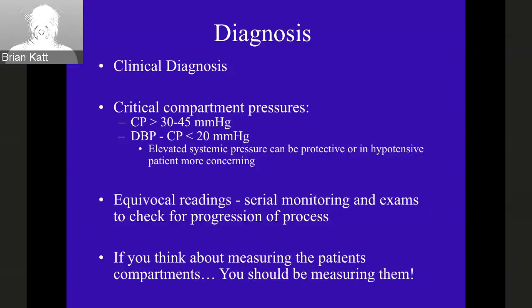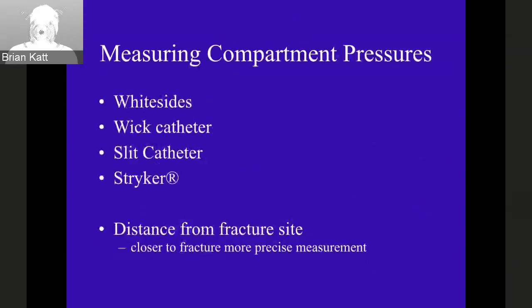If it's equivocal, you want to do serial monitoring, and I brought a slit catheter that you can insert to monitor a patient over 24 hours. In all honesty, with all the bad stuff that can happen, if I'm worried about monitoring this patient and it's equivocal, I'll probably just take him to the operating room and do the fasciotomy. And if you think about measuring the patient's compartments, you should be measuring them. It's better to err on the side of being more aggressive than less aggressive in this entity.